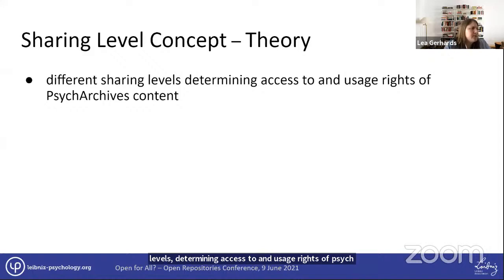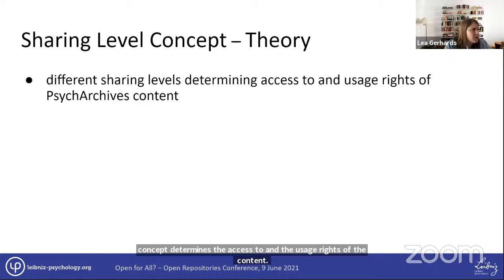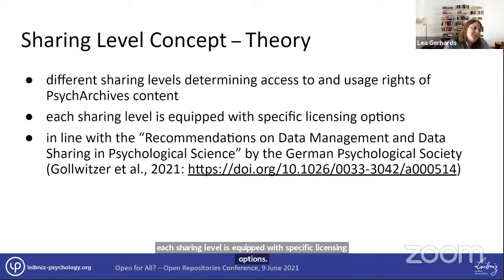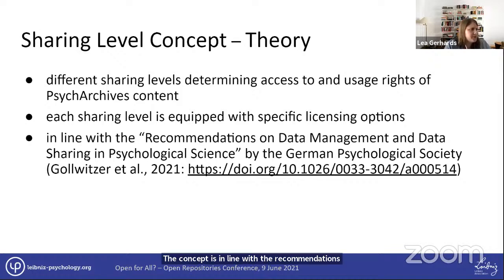So these are the two aspects that the concept determines: the access to and the usage rights of the content. These sharing levels range from open and immediate access to more restrictive access categories. And each sharing level is equipped with specific licensing options. The concept is in line with the recommendations on data management and data sharing in psychological science by the German Psychological Society that I already referenced earlier.